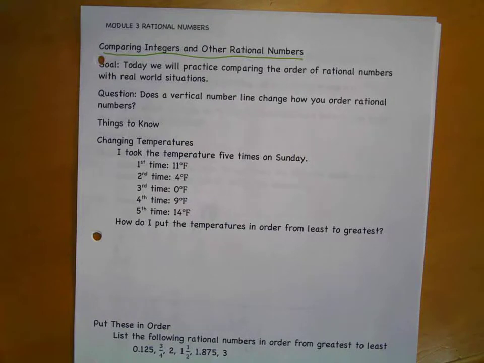Some things to know. First thing that I would like you to take a look at is this little task that I did, and it involves taking temperatures. I took the temperature 5 times on Sunday. The first time, it was 11 degrees Fahrenheit. The second time, 4 degrees. Third time, 3 degrees. Fourth time, 9 degrees. And fifth time, 14 degrees Fahrenheit.